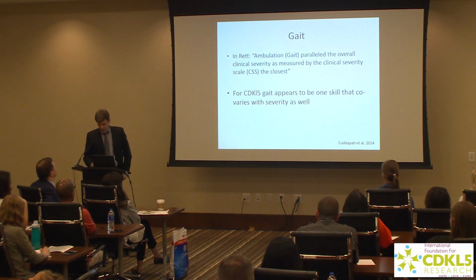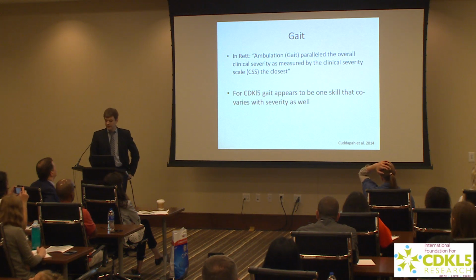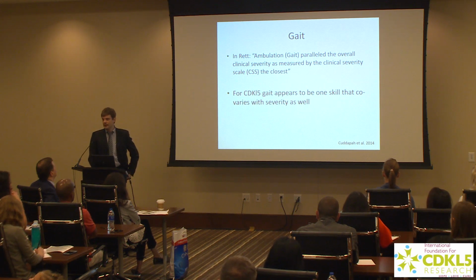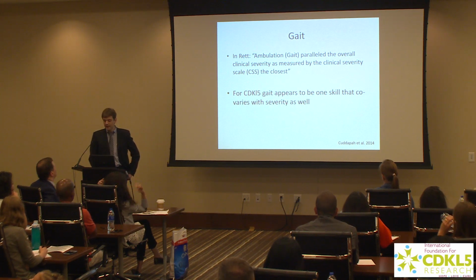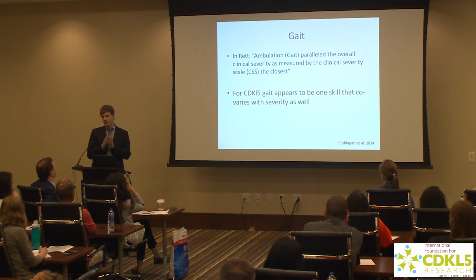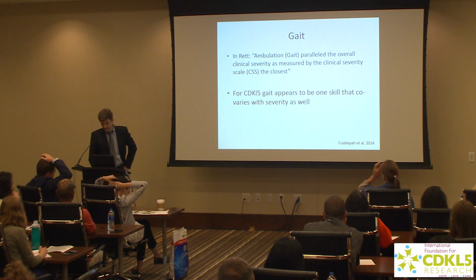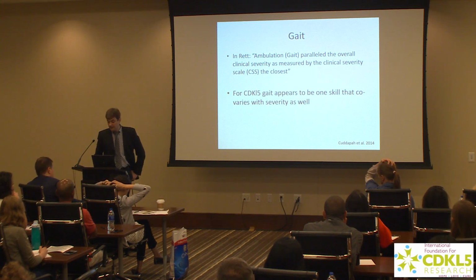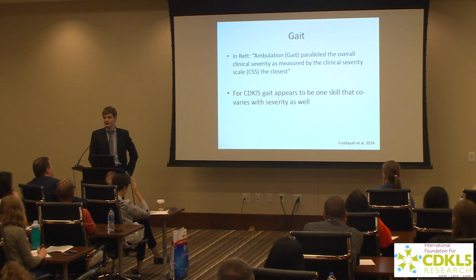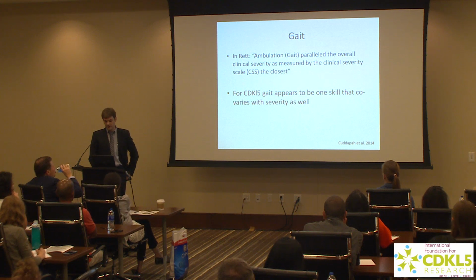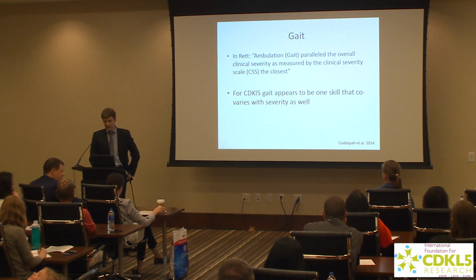What about ambulation in CDKL5 syndrome? In Rett, when they studied a large sample of girls from the natural history study and analyzed all the individual features of Rett syndrome, they found that gait, or ambulation, actually paralleled the overall severity of the syndrome the closest.